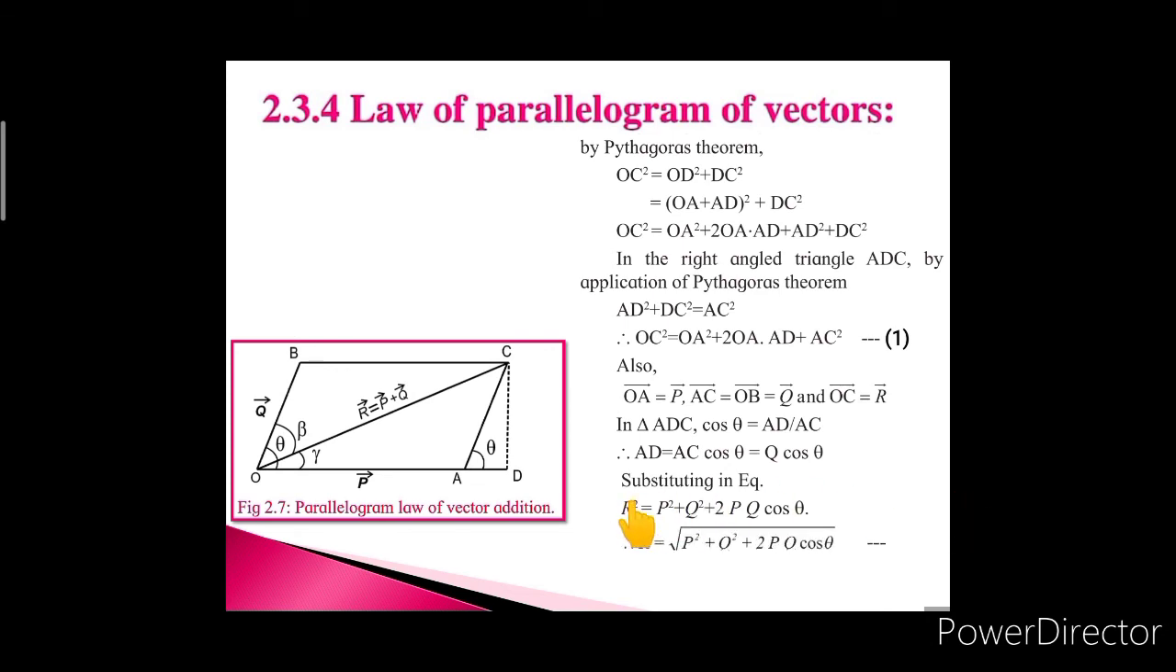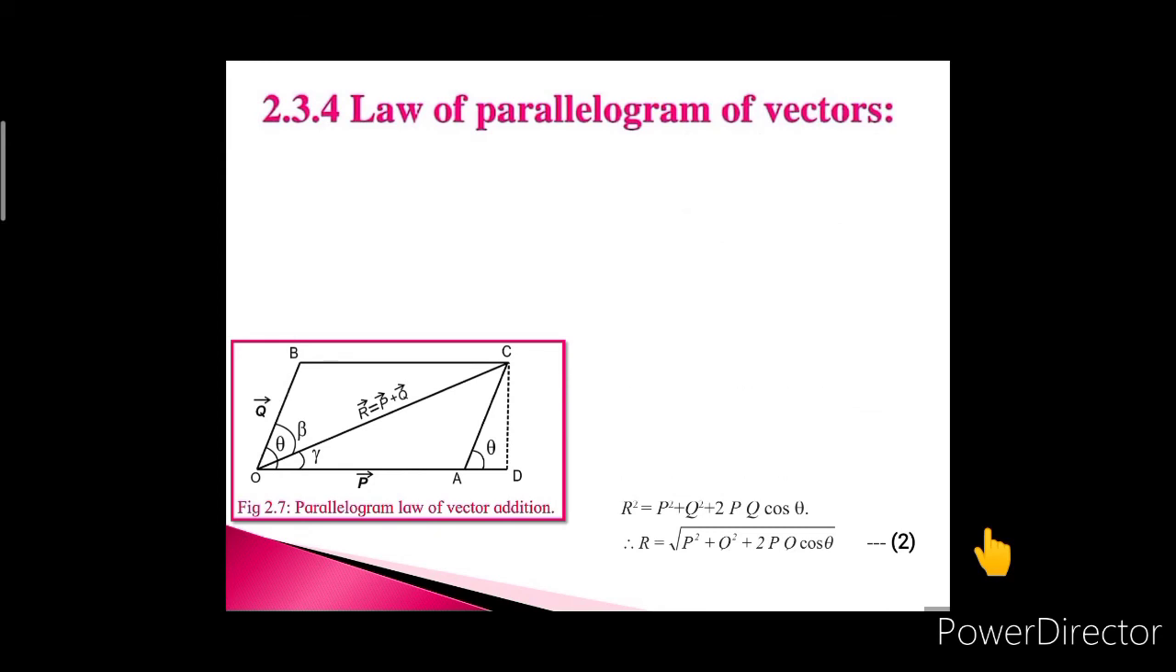So square root of R square is R only, and square root of P square plus Q square plus 2PQ cos theta we have to write as square root of P square plus Q square plus 2PQ cos theta. Give it as equation number 2. So here we are getting the magnitude of the resultant vector R, and it is to be given by means of equation 2 there. R is equal to square root of P square plus Q square plus 2PQ cos theta.